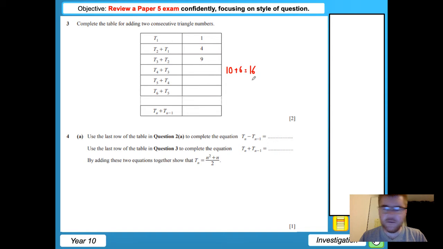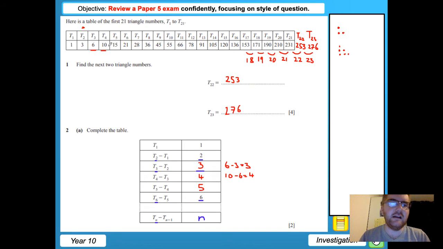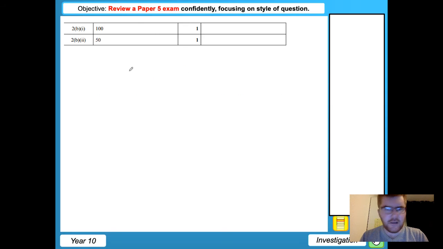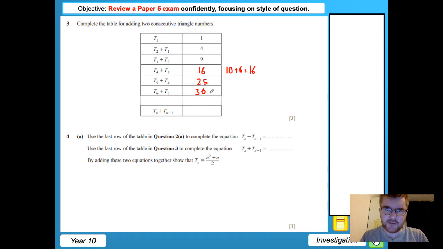And you're more than okay just to do this process from the table. However, you may be able to see a pattern. This is why I'm going to do this quickly. 25 and 36. But if you don't know where these numbers come from, you can of course go back and just add 15 plus 10 and 21 plus 15. Now hopefully you recognise that these are special numbers.